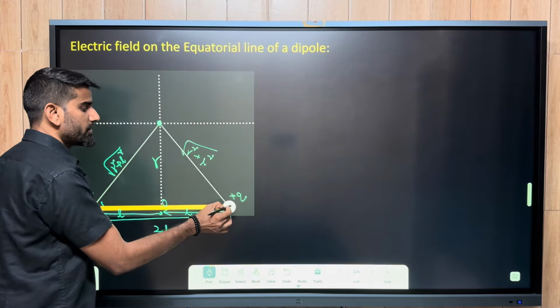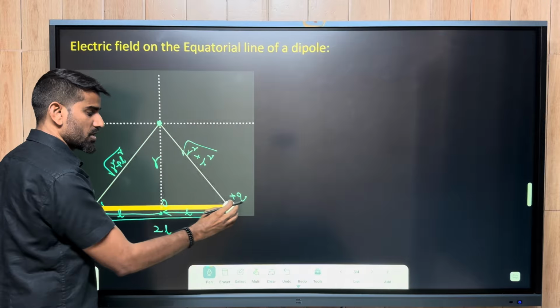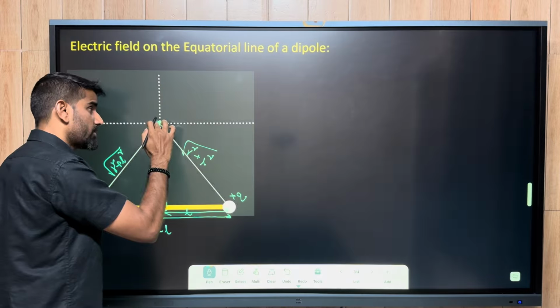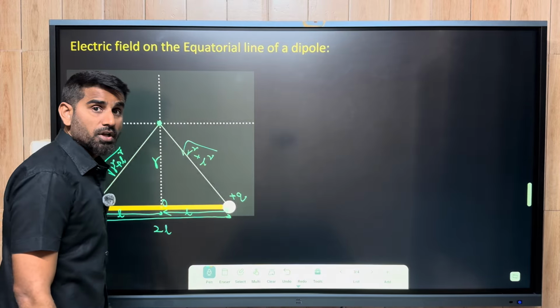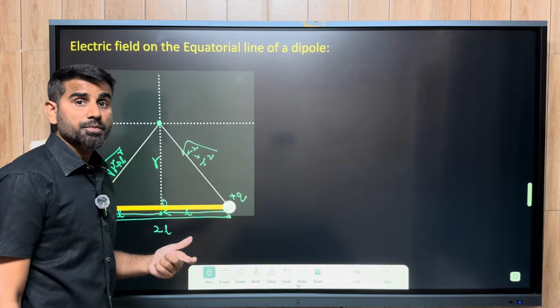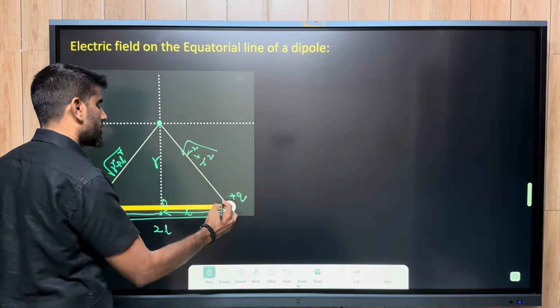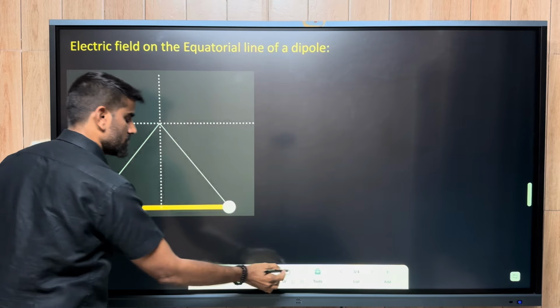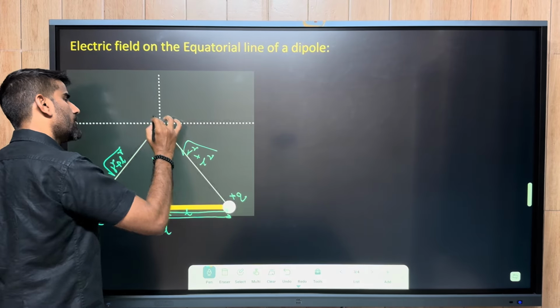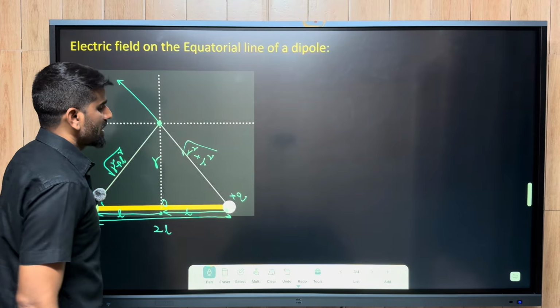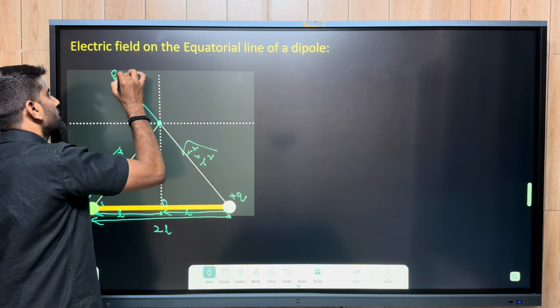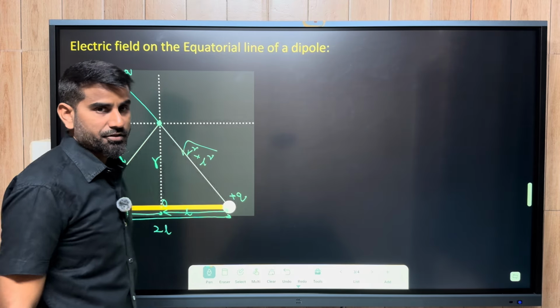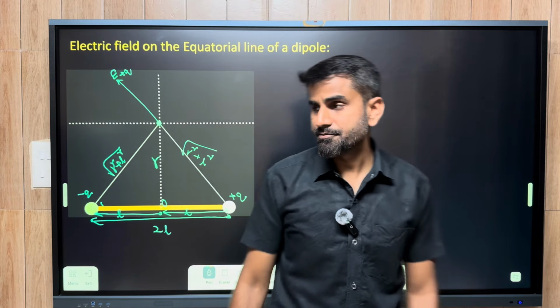Now let us find the electric field due to this positive charge at the point of interest. As we know, the electric field always points away from the positive charge. Our point of interest is this one, so the electric field points away like this. I'm naming this as the electric field due to plus q.